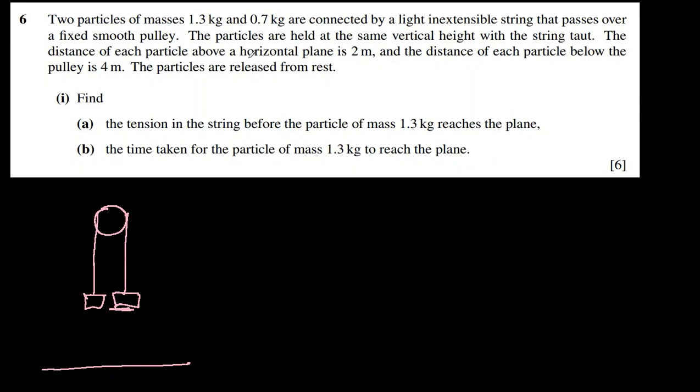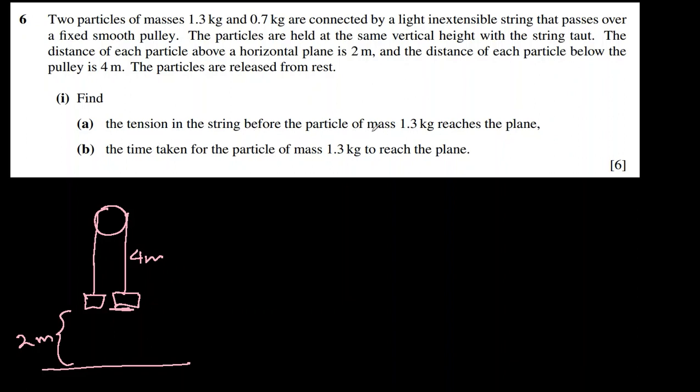The distance of each particle above the horizontal plane is 2 meters. So this height is 2 meters, and the distance of each particle below the pulley is 4 meters. Total 6 meters height is the pulley. The particles are released from rest. One of them will be heavy, one of them will be light, so they will start moving.